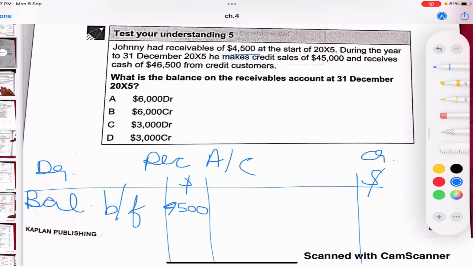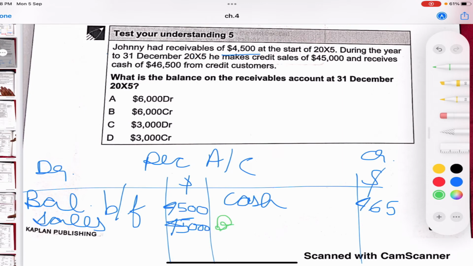And what after that? During the year he makes credit sales. So what is the journal entry of credit sales? Receivables account debit to sales. So it's gonna be sales. How much? 45,000 and receives cash of this much. So cash to receivables, right? So cash is gonna be 46,500. So this is that.